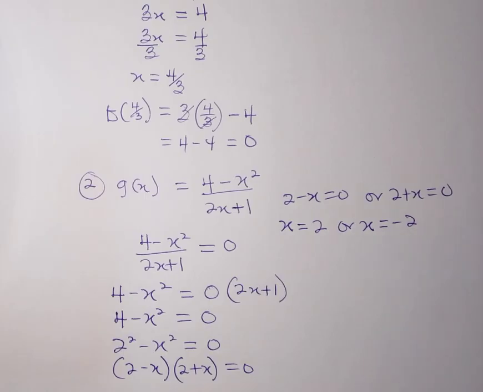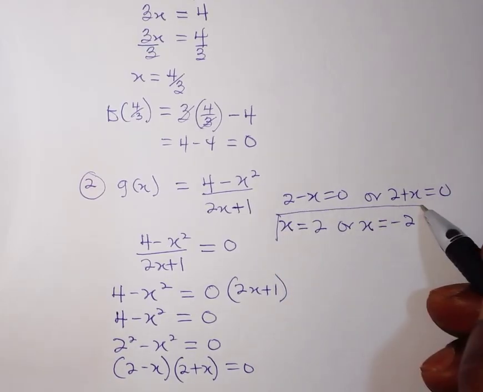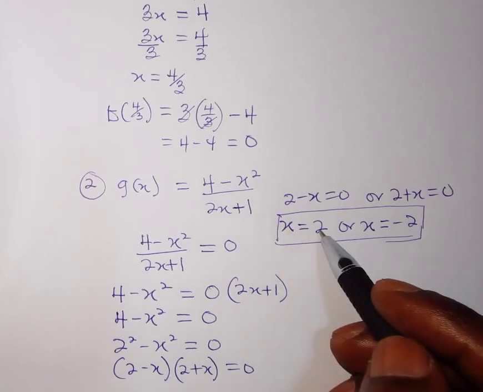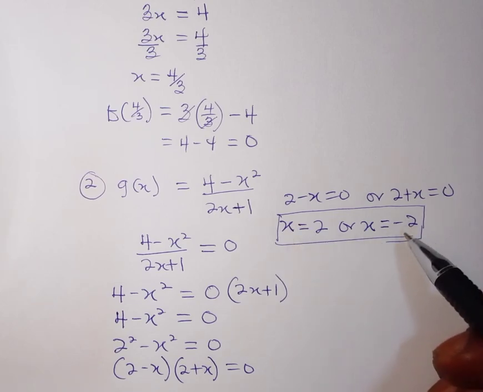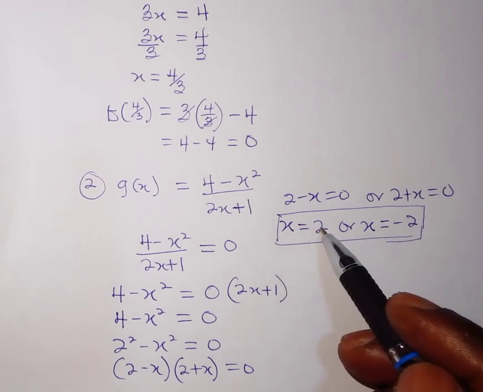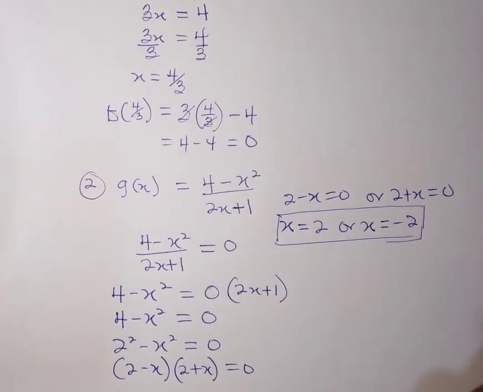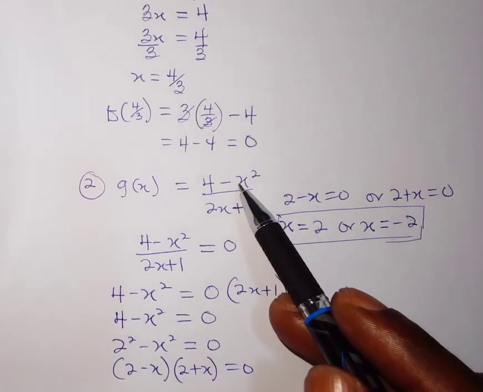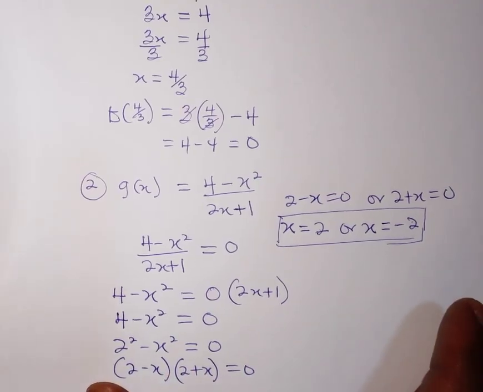Okay, great. So it means that these are my zeros of that function. My zeros are 2 and negative 2. It means when I substitute any of these values, I am going to get 0. That is what we are trying to say. Yes, if I substitute any of these, I should get 0 for the whole function. So this one is not anything difficult.